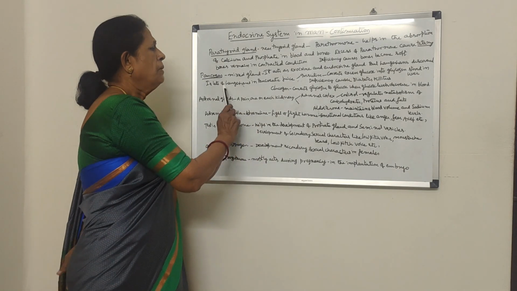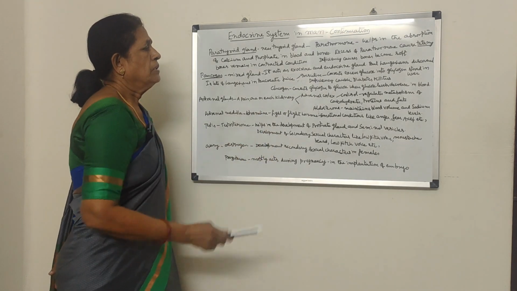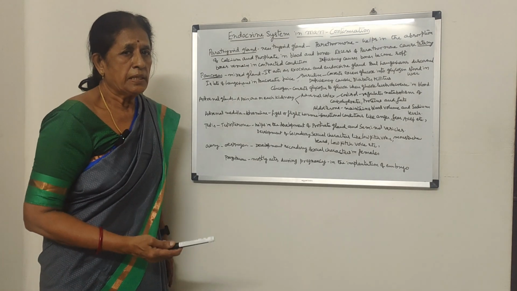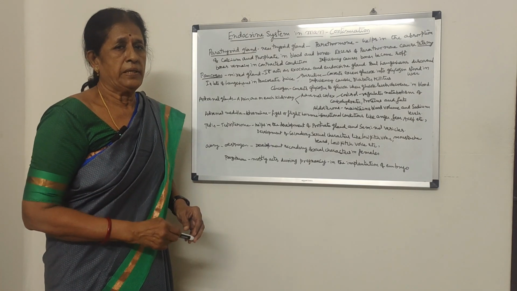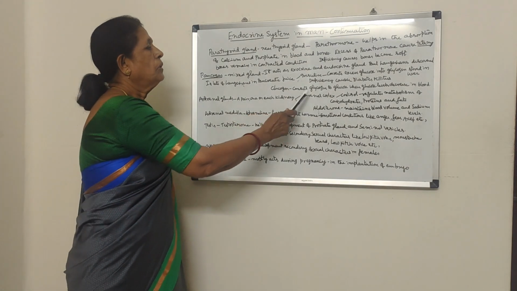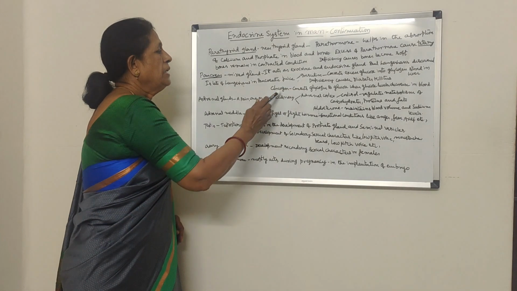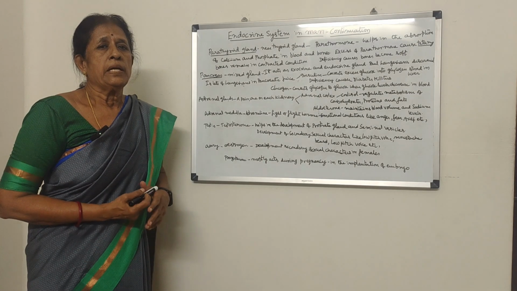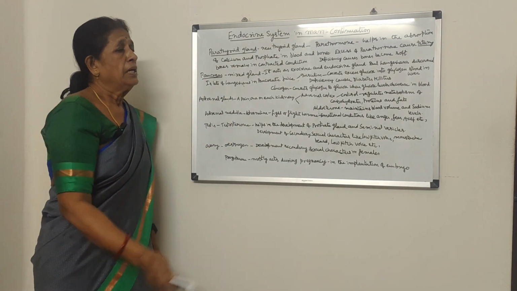Next, another hormone secreted by islets of Langerhans is glucagon. This glucagon converts stored glycogen which is present in the liver to glucose when the glucose levels decrease in blood. That means insulin and glucagon act in opposite directions, and they try to maintain the levels of glucose in the body. So that is the function of the pancreas.